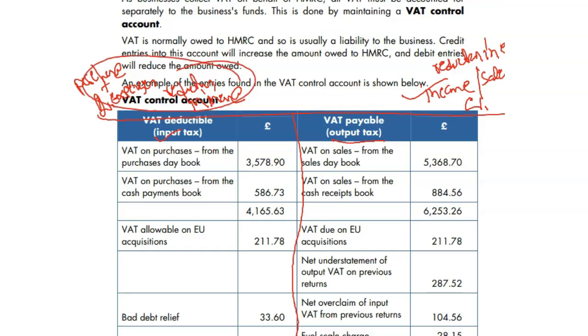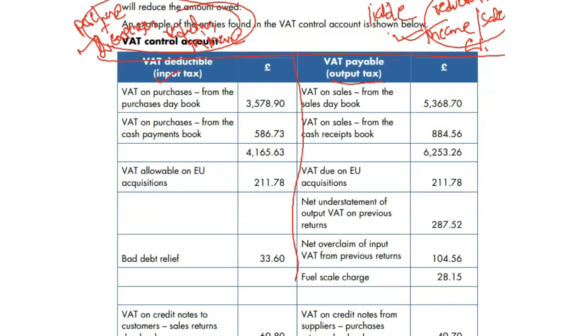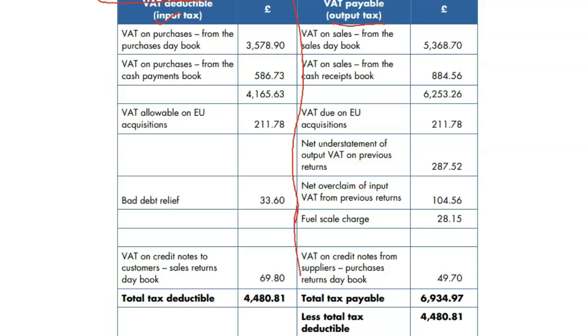This VAT we can reclaim. And this VAT, output VAT, income VAT, we are liable. We need to pay it to HMRC. Okay, just remember income, credit, expense, debit in terms of VAT. It will help you to do the rest of the question.